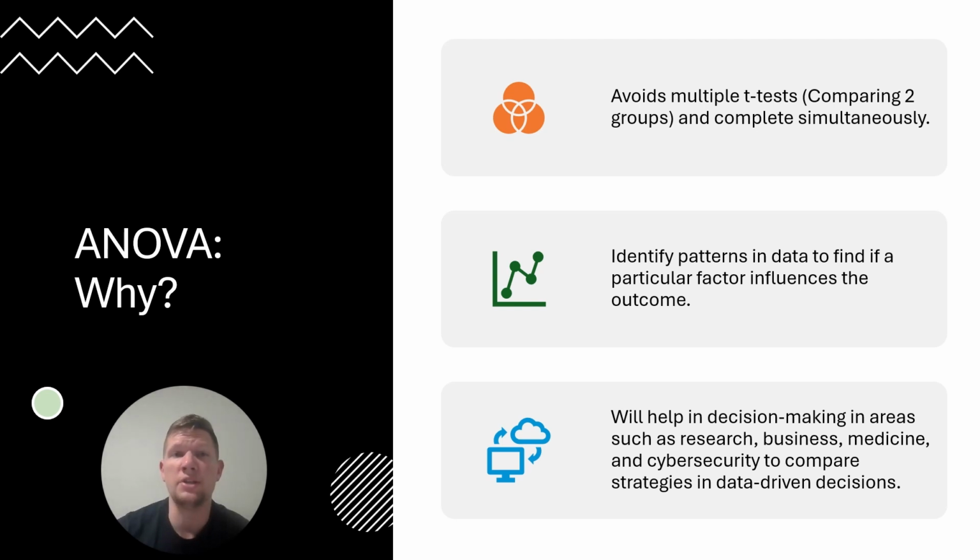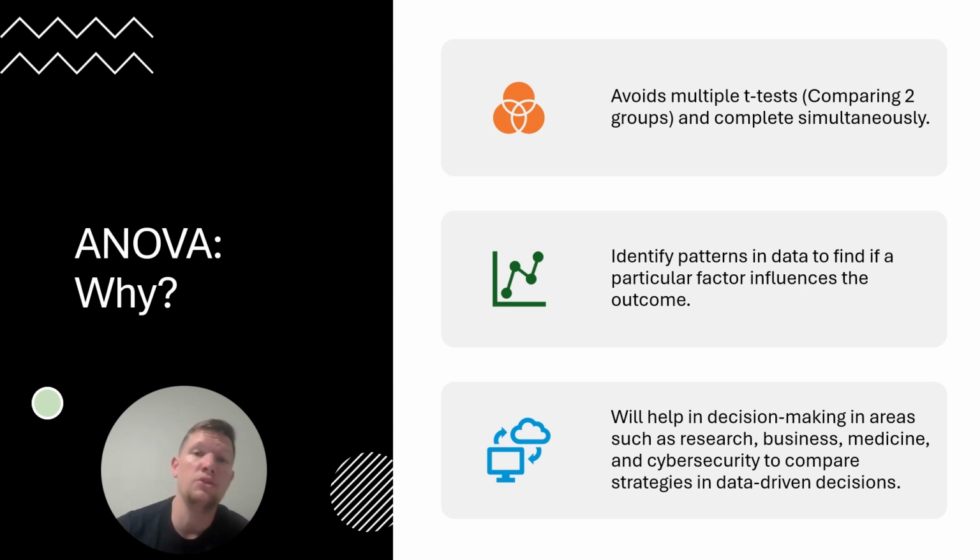ANOVA is powerful because it helps us detect patterns in our data. Instead of just knowing whether values differ, we can understand why they differ. For example, if we're analyzing cybersecurity attack patterns, ANOVA could help us determine whether the size of the data packet influences the type of attack being used. This insight allows us to take action based on meaningful patterns rather than random fluctuations.